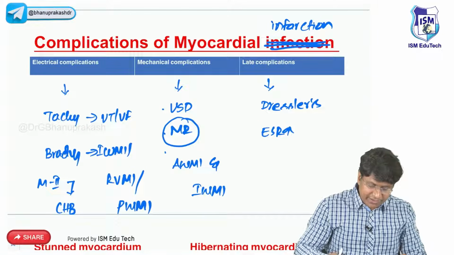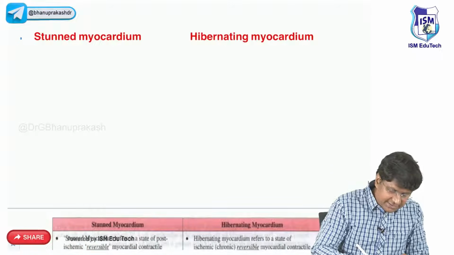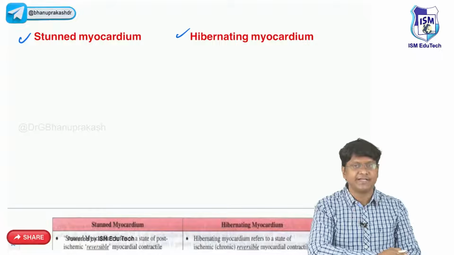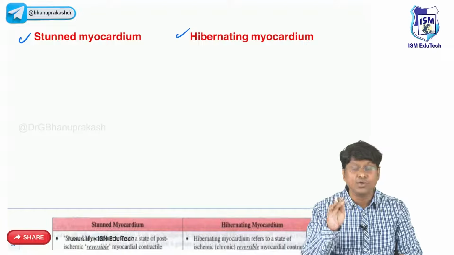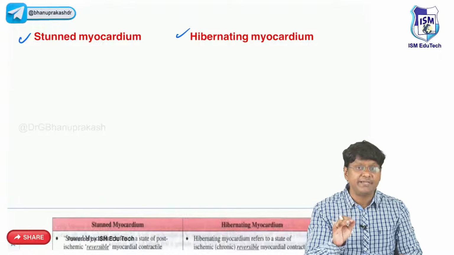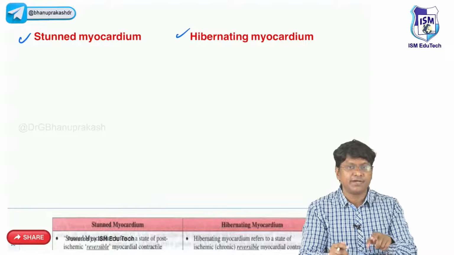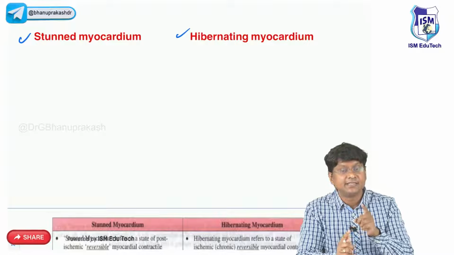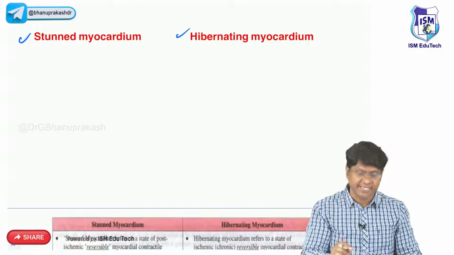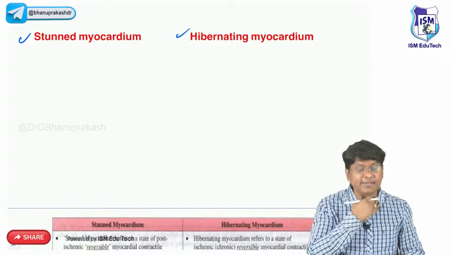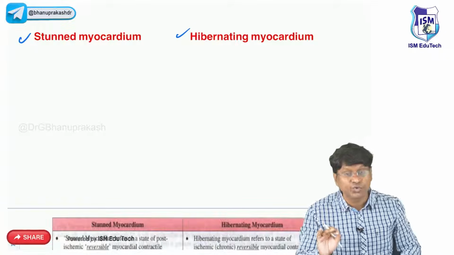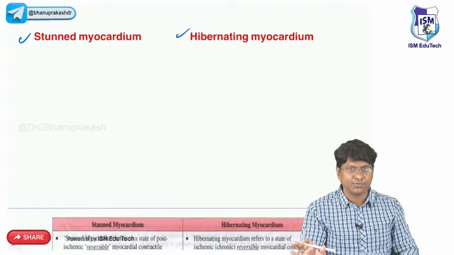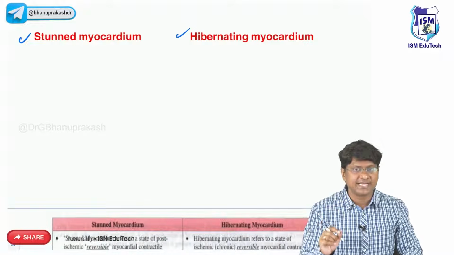And you need to know the two important myocardiums, that is stunned myocardium as well as hibernating myocardium. As I have already said, we can differentiate them by imaging. Hibernating myocardium you can detect by thallium-201 or technetium-99 scan. Whereas stunned myocardium can be detected by your PET scan, where the radionuclide substance that we use is rubidium-82. Right, rubidium-82.